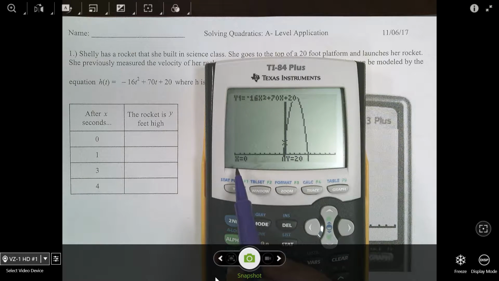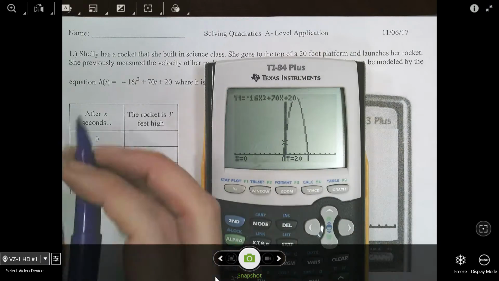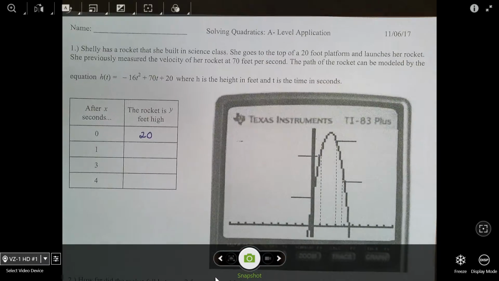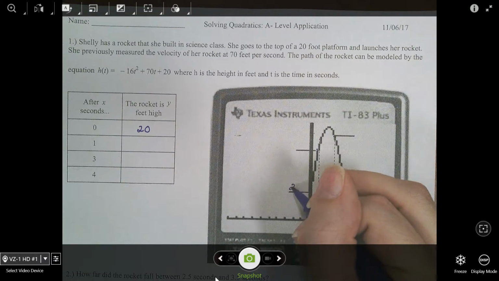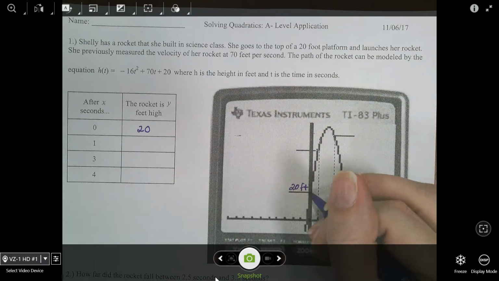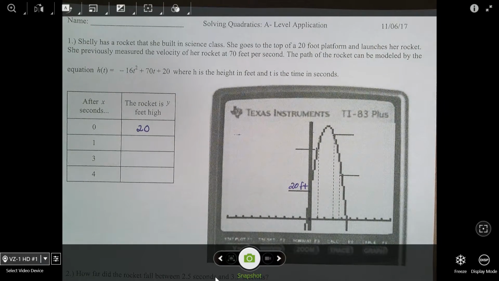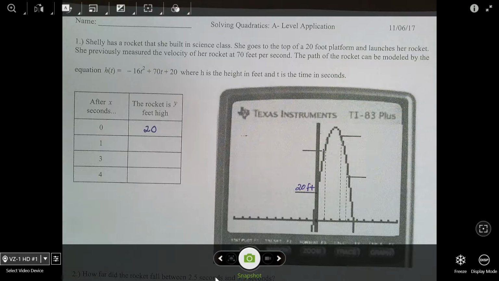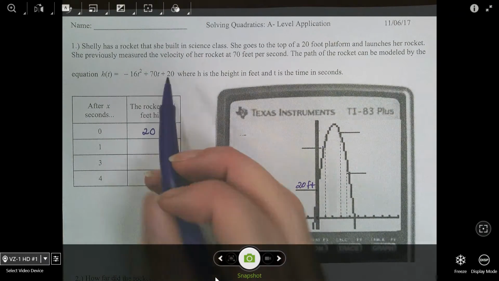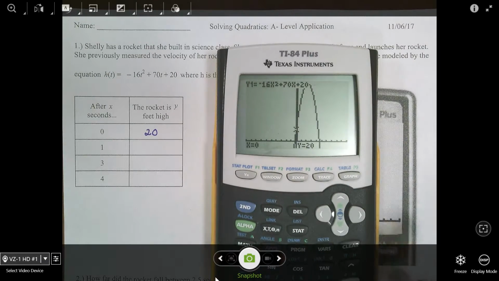What this is telling us is that when the rocket is launched, so time 0, the rocket is 20 feet tall, which makes sense because she's standing on top of the platform. So if we wanted to put that on here, that's what this is right here. This is 20 feet. So when x equals 0, my y value is 20. So that's actually my y-intercept. What we're really doing is evaluating for these numbers in this equation, but the calculator will do it for you.